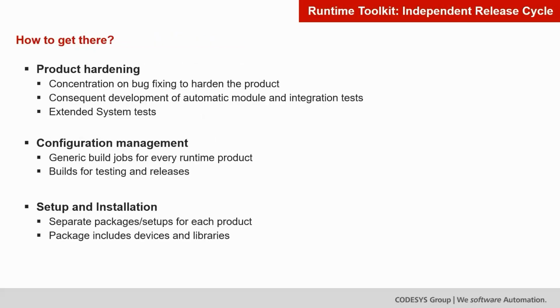How do we think we can get there? We have 3 steps. First is the product hardening. That means that we spend a lot of time on developing automated and extended module and integration tests, and we extended the system tests so that we can guarantee a good product quality on every release. Next step is that we set up a generic build job so that we get a separate artifact for each runtime product, which we then can use for testing and releases.